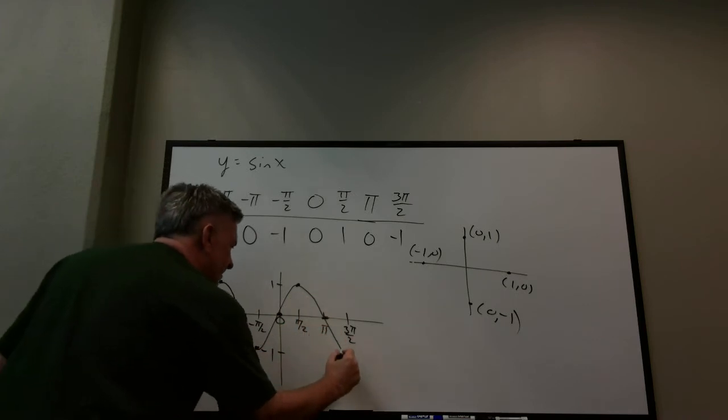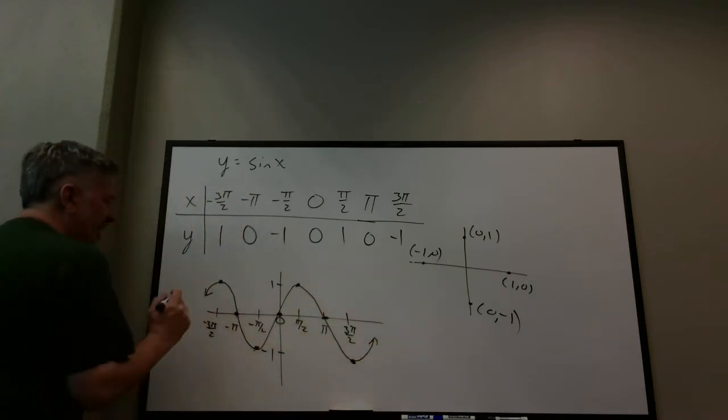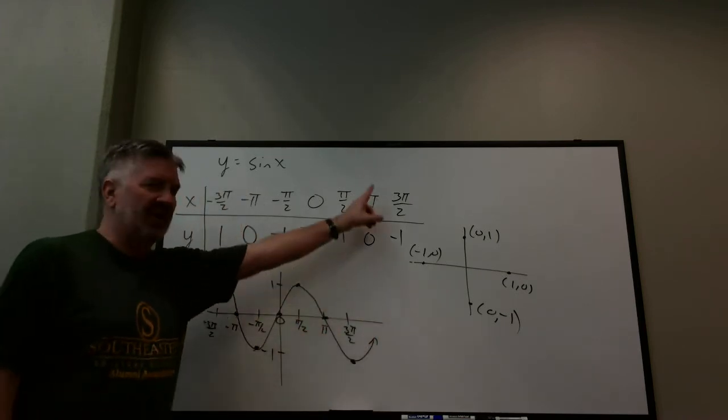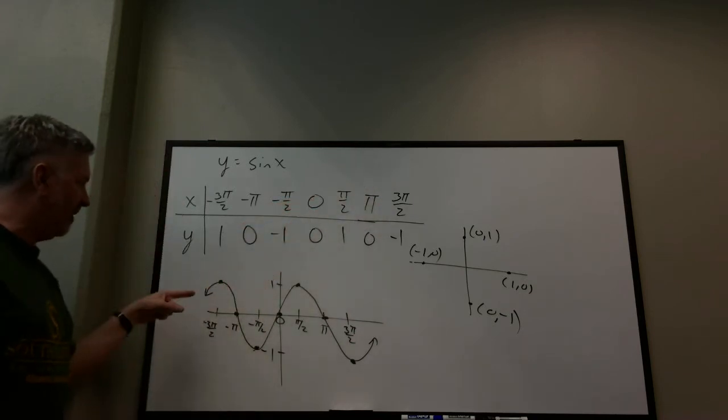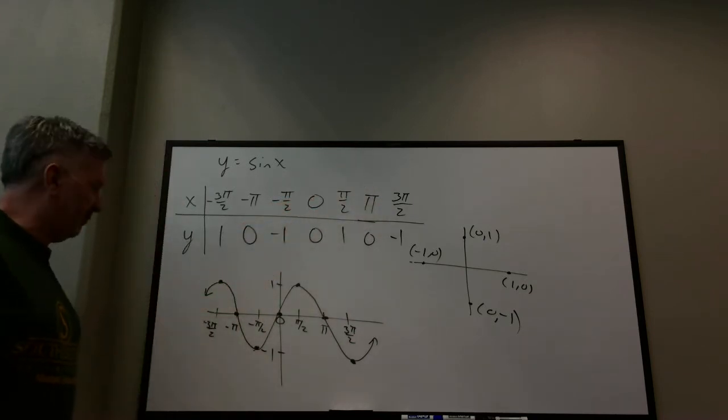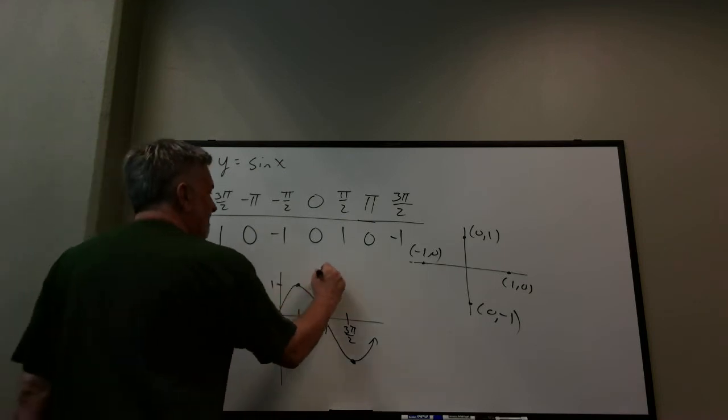There's curvature here. Now, when I write the arrows on the end, I'm not trying to say that this goes up forever or this goes down forever. Arrow means the graph continues. So this is the basic graph of sine x.